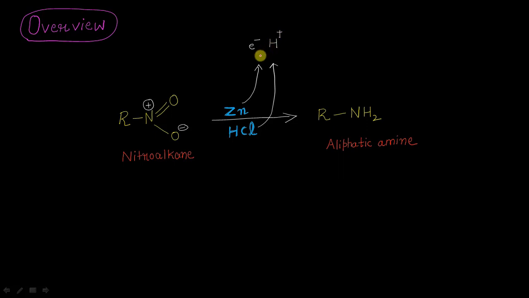And it is this unique combination of the electrons and the protons that will help in the reduction of the nitroalkane molecule into a molecule of aliphatic amine. So now let us have a quick look at the mechanism of this reaction, and let us see how these electrons and protons will finally result in the reduction of the nitroalkane molecule.